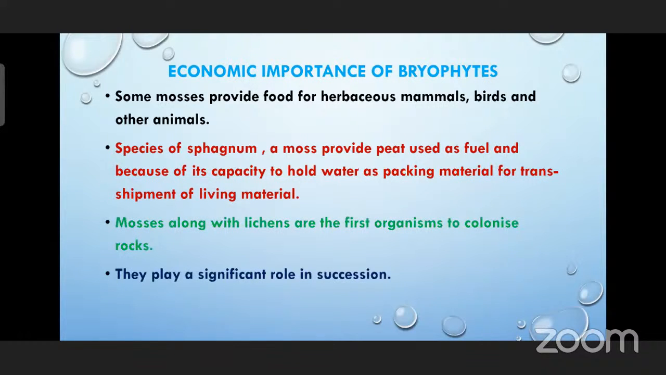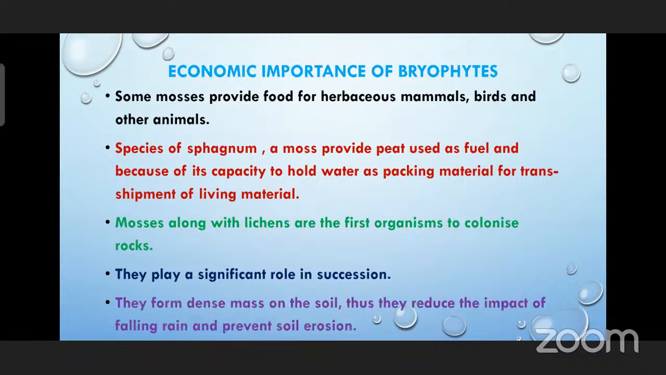Mosses along with lichens are the first organisms to colonize rocks. Just now I said that on bare rocks and barren lands, these mosses are going to spread and multiply in number, and they are going to be the successors. Plant succession depends on these lichens as well as the moss plant. Lichens are nothing but algae and fungi, and mosses are the amphibians of the plant kingdom. They play a significant role in succession, and they form dense moss on the soil.